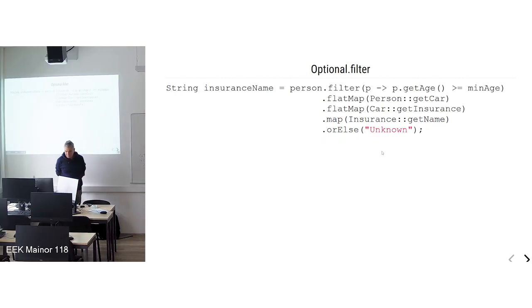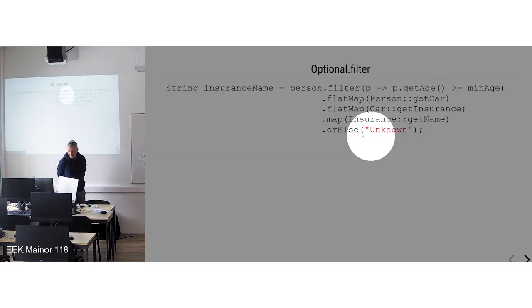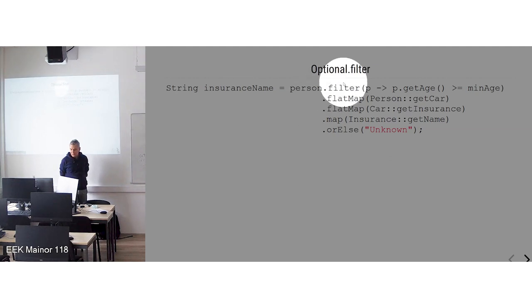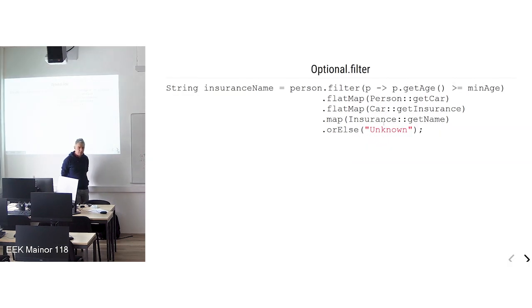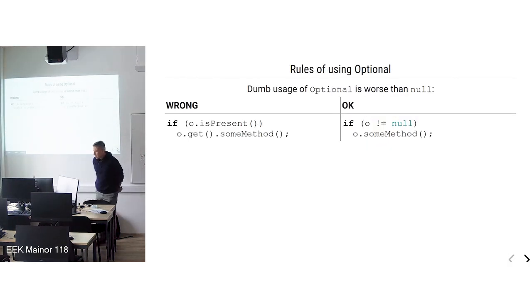Okay. Yeah, also optional has filter, by the way. In this example, we see if person is more than minimal age, then we are going to get its insurance. If the person's age is less than minimal age, then insurance will be unknown.